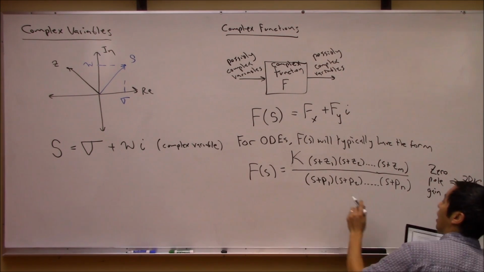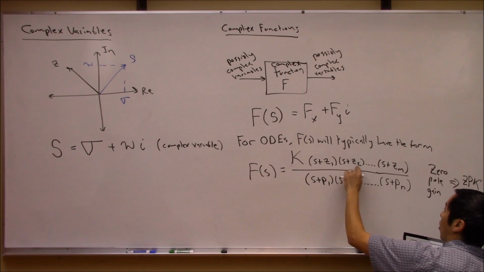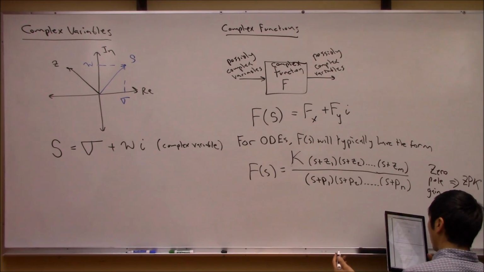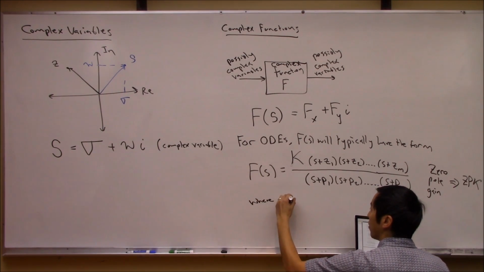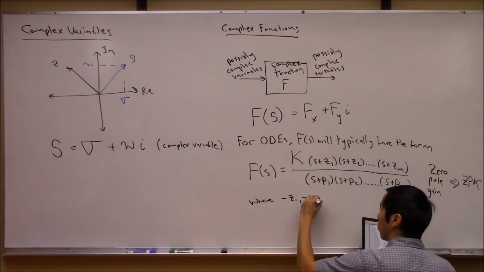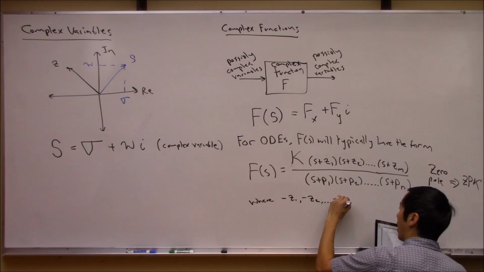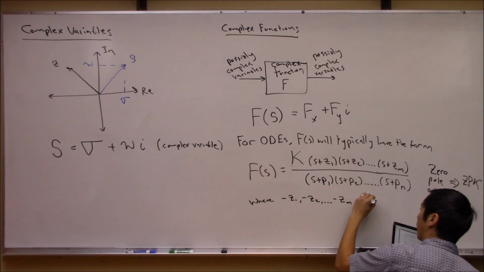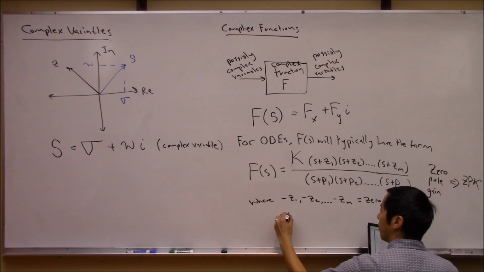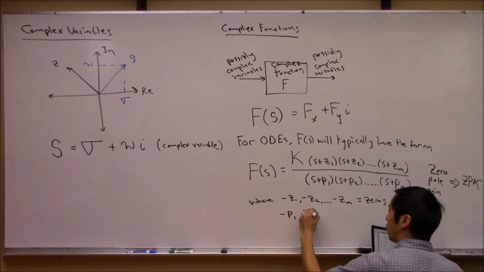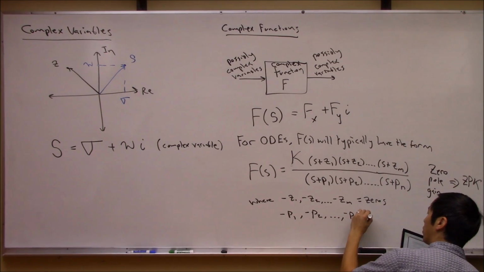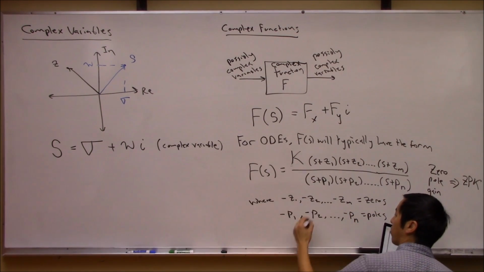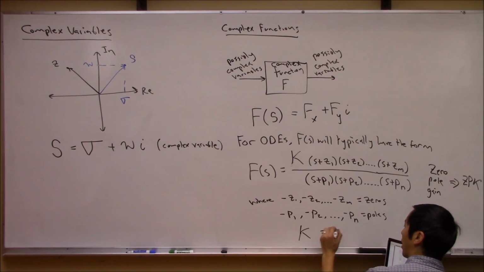So I'm going to write this down, zero-pole gain, or ZPK format, because what these z's in the numerator are referred to as the zeros. So here, let me just write this out. Negative z1, negative z2, all the way up to negative zm are called the zeros of the function. And negative p1, negative p2, all the way out to negative pn are referred to as the poles of the system. And this arbitrary k here is just a static gain.